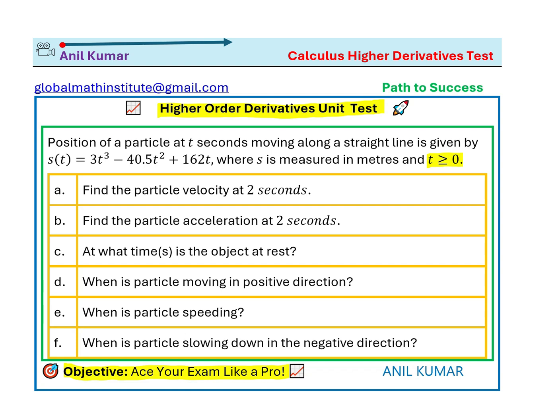Find the particle's velocity at a given time, which is 2 seconds for this example. Find the particle's acceleration at 2 seconds. At what times is the object at rest? When is the particle moving in the positive direction? When is the particle speeding up? And the variation: when is the particle slowing down in the negative direction? So we have added the term slowing down, not in both directions, only in the negative direction. So read the questions very carefully in the exam to get 100% marks, right?